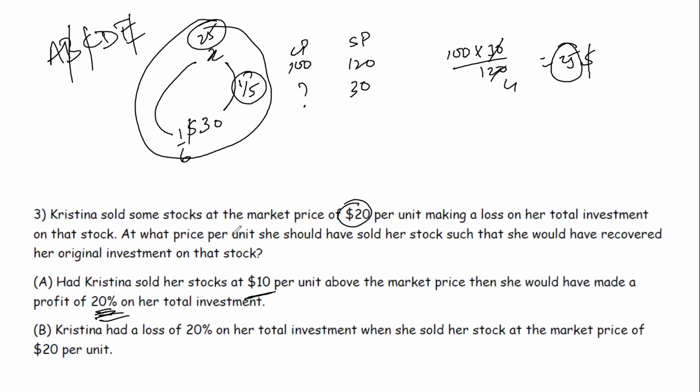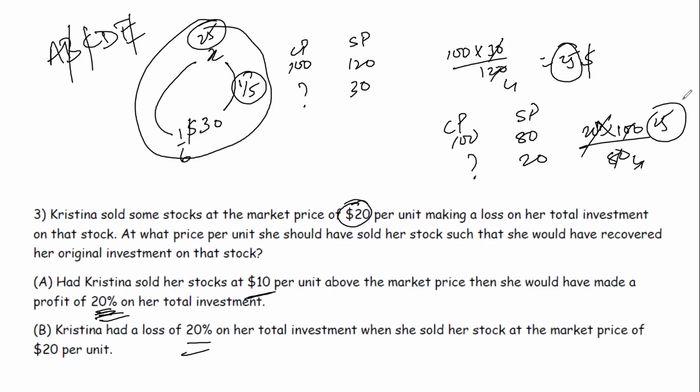So A answers. Now we'll check if B answers. Christina had a loss of 20% on her total investment when she sold a stock at the market price of 20 per unit. So now, see, in the question stem, we only knew that she had made a loss, but now we know the percentage of loss. So again, cost price 100, selling price 80, and 20 is the selling price, then cost price how much? So 20 into 100 upon 80, 4 20s are 80, so we get 25. So B also answers the question. So A is wrong, D is the answer, each alone answers.